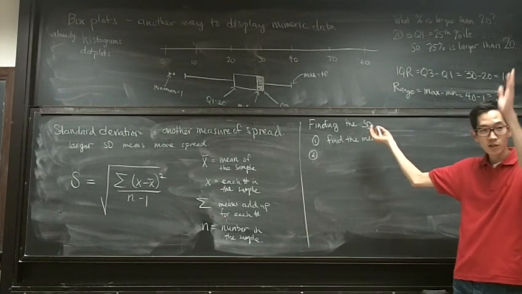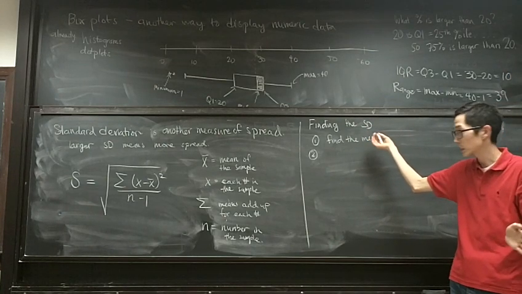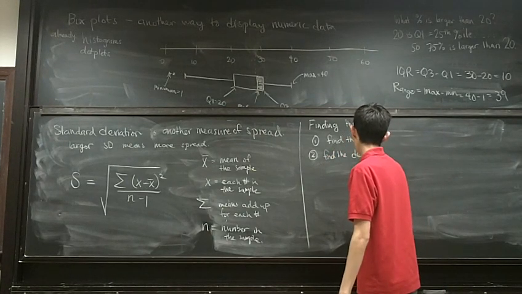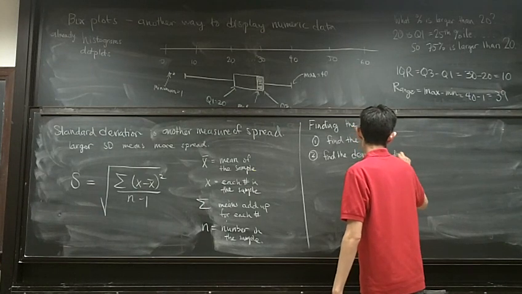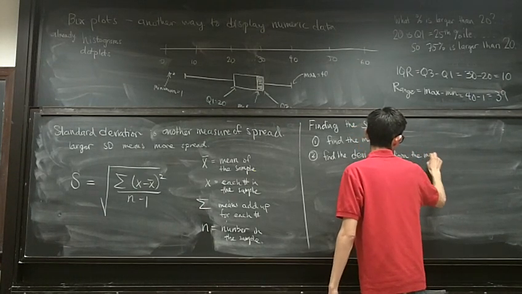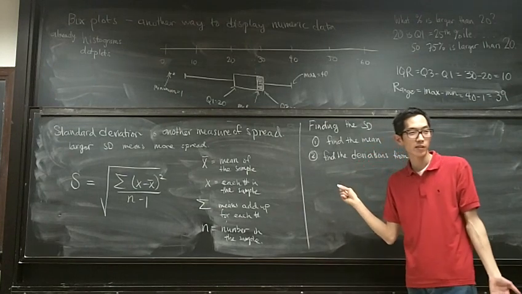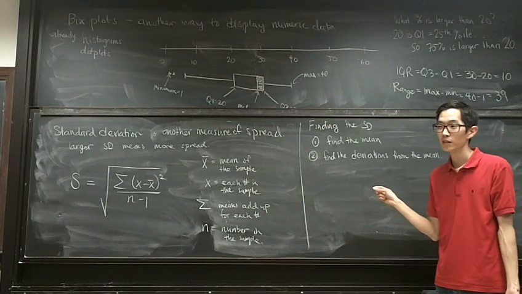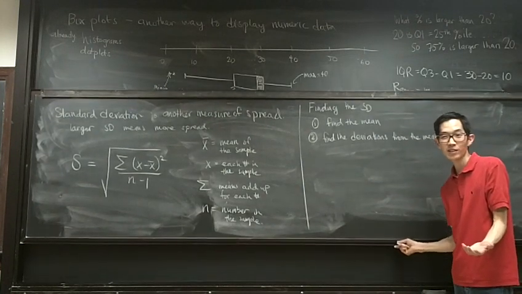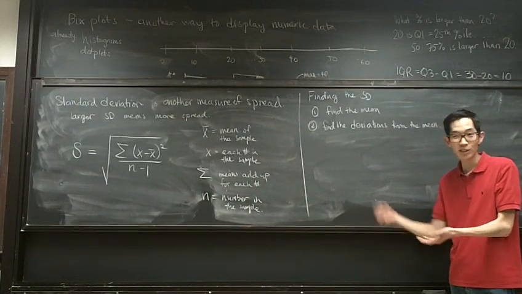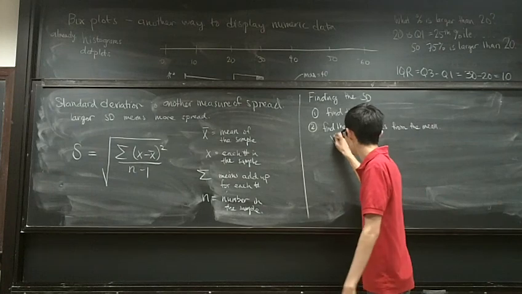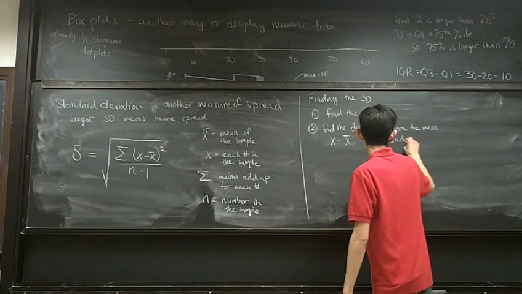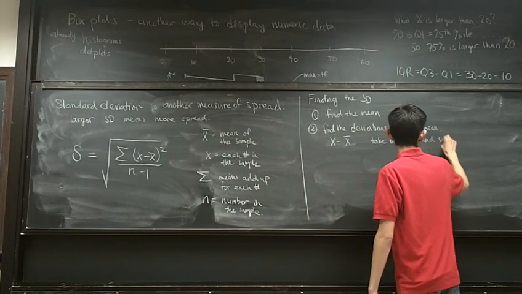So we're going to find the mean. That tells us where the middle, or the center point is. And we're going to find the deviations from the mean. So how do you think we're going to do that? We just take each number and we subtract the mean from it. So we do x minus x bar. Take each number and subtract the mean.